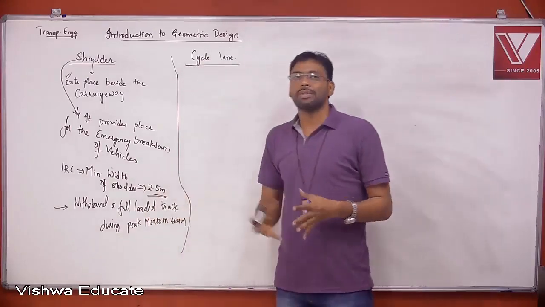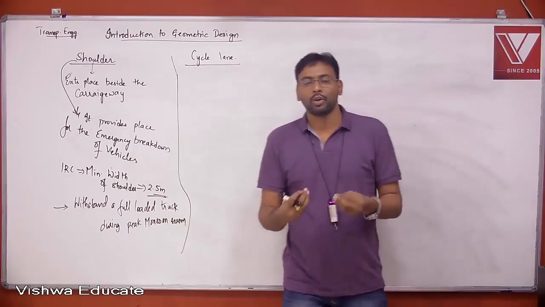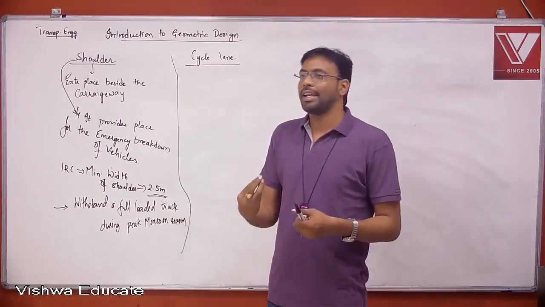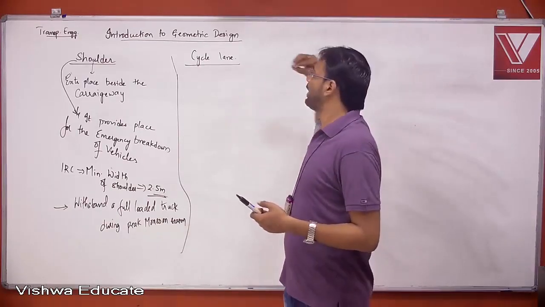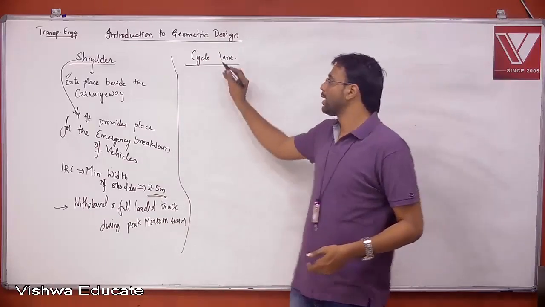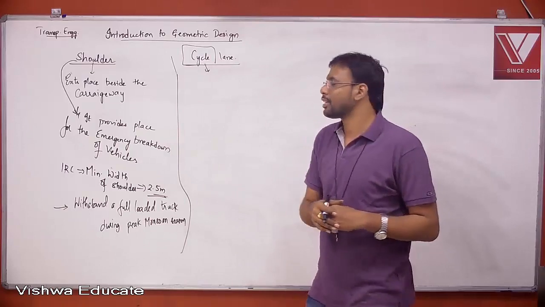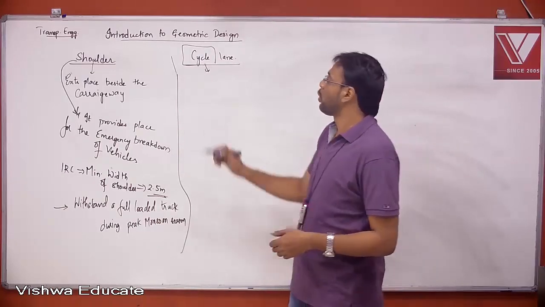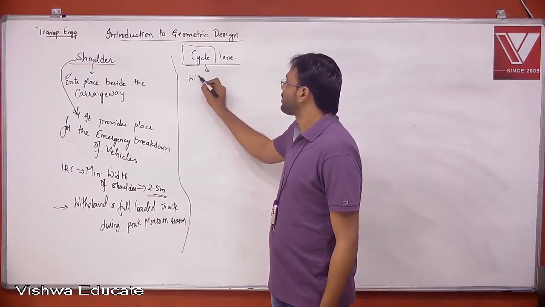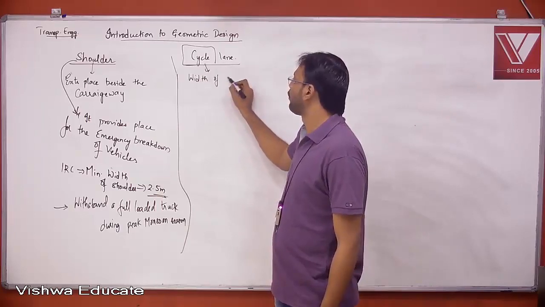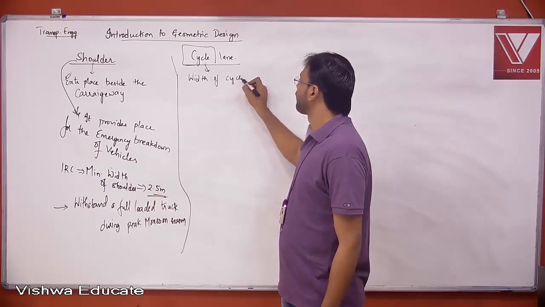So it is common sense that if you provide a road, if you provide a lane, especially for the movement of cycles, it can be called a cycle lane, nothing special. Now what they ask is, what is the width of a single lane? Width of cycle lane.